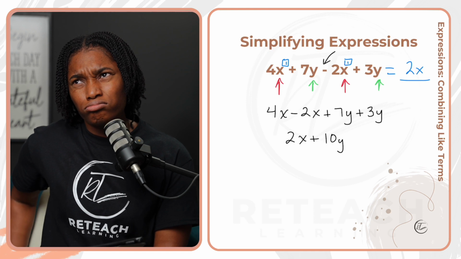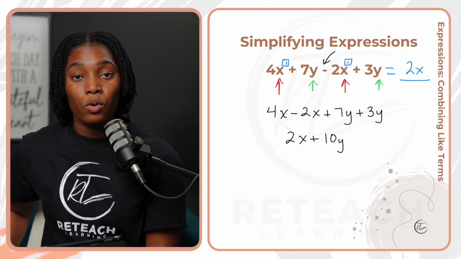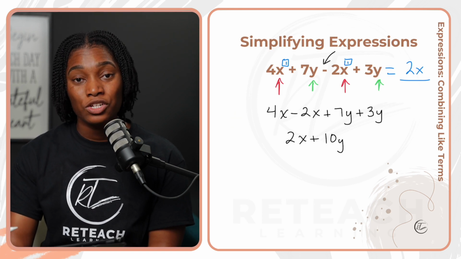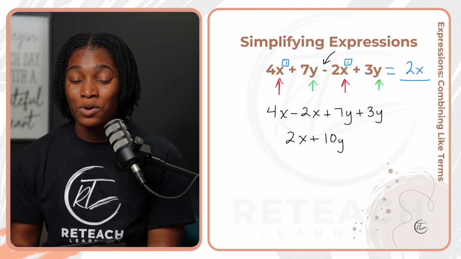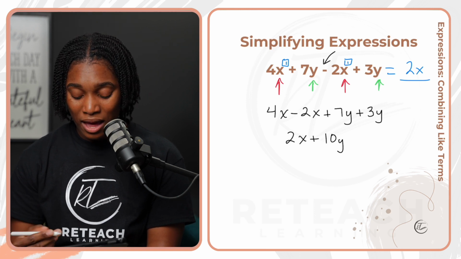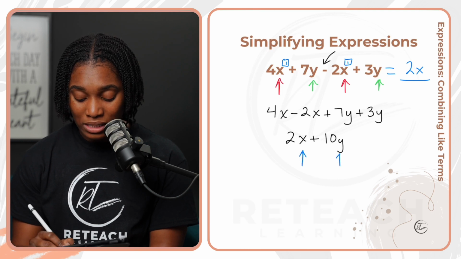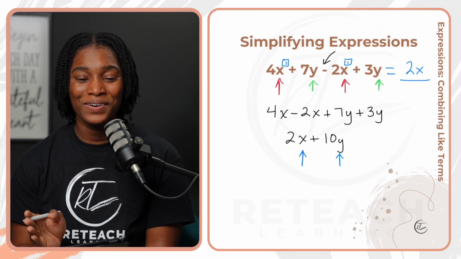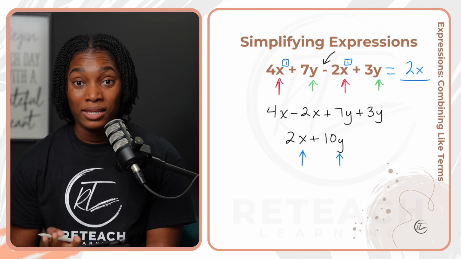If you're wondering, am I done? Is this it? The answer is yes. And how do I know? The way you know that you're done when it comes to simplifying expressions is asking yourself, can I combine anything else? Are there any more like terms here? And if you look at this, I have 2x. In other words, I have 2 hats and I have 10 shirts. Hats and shirts are not the same, my friend. So no, I can't combine them. And so I'm done. That's how I know that I'm done.